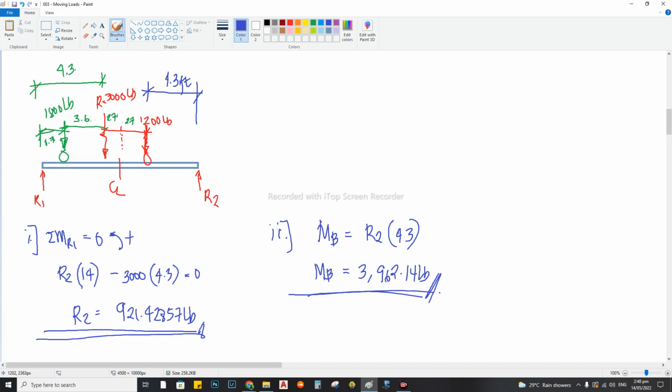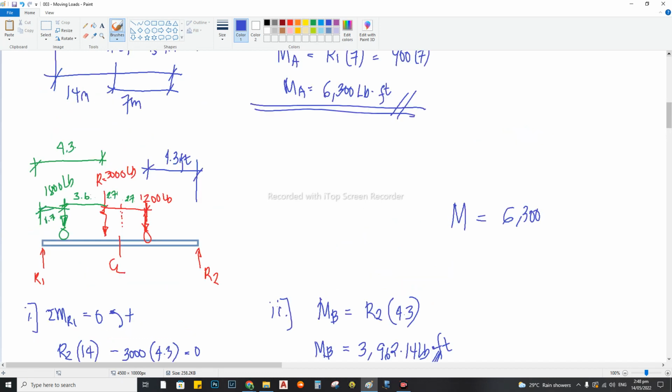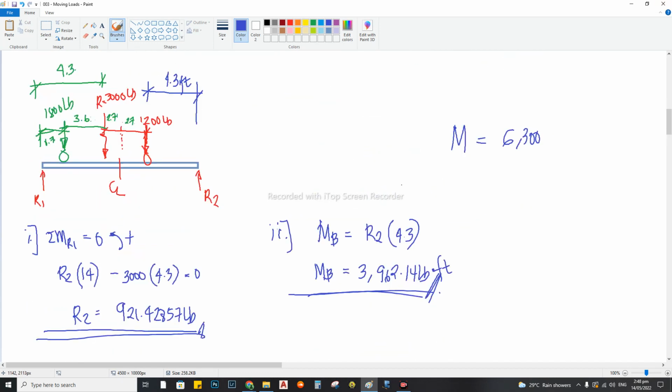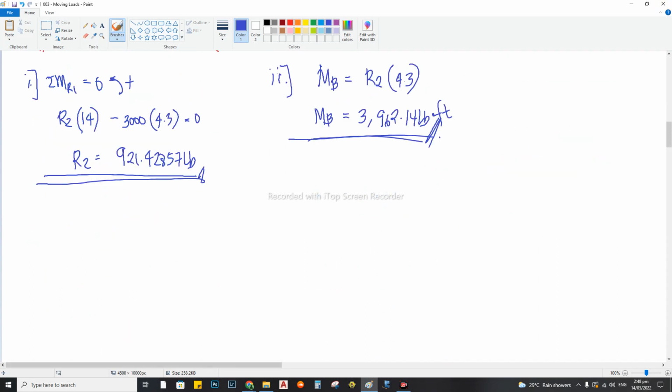So from the 2, ito ang maximum day nga bending moment is katong 6,300. Sorry, this is pound foot ha. 6,300 ba to? So that is 6,300 pound foot. Next, itong kuhaon is ang maximum nga shearing support.